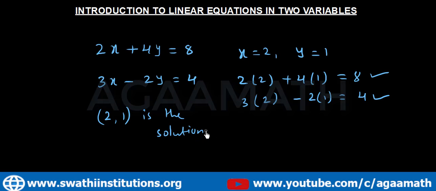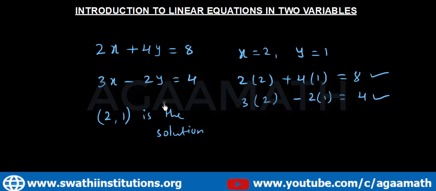Do we have any other possibilities to satisfy these two equations? No, we get only a unique solution, 2 comma 1, for these two equations. So how do we find solutions for these two equations? That we'll learn in the coming classes.